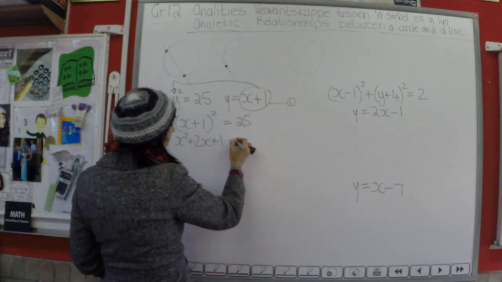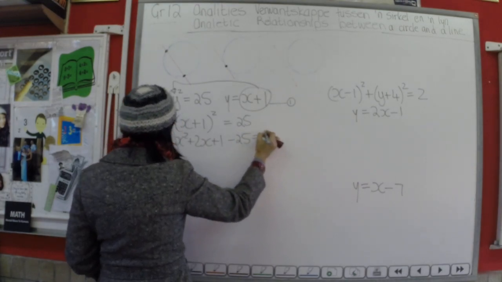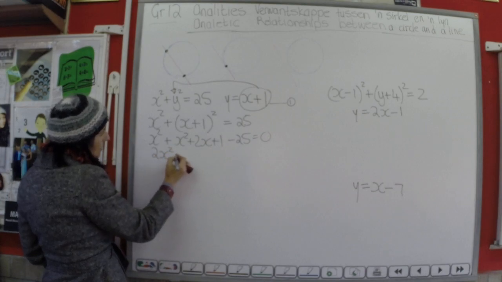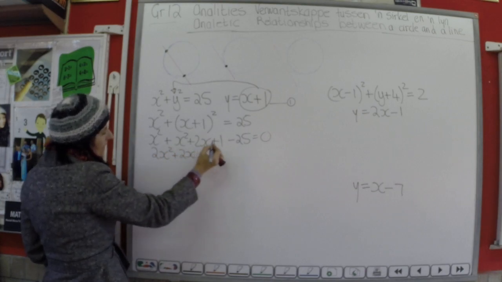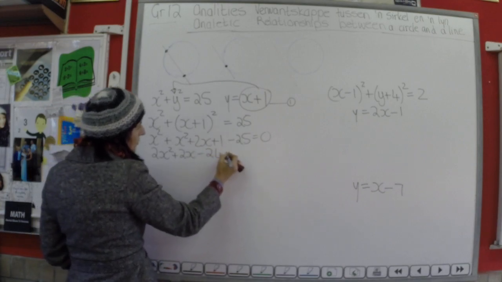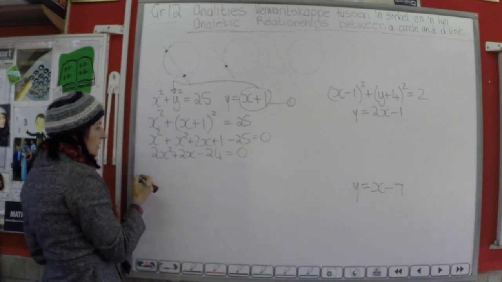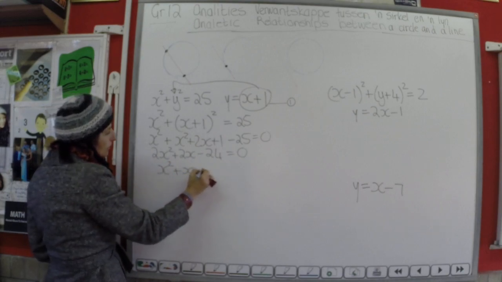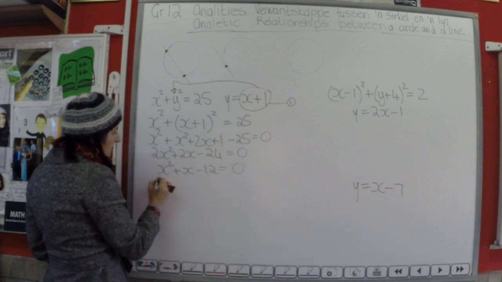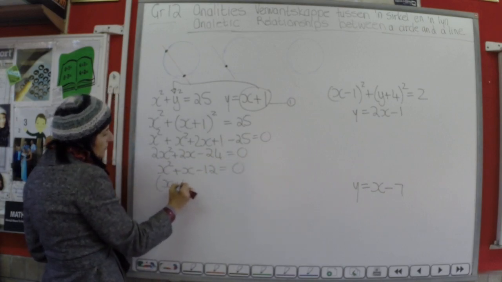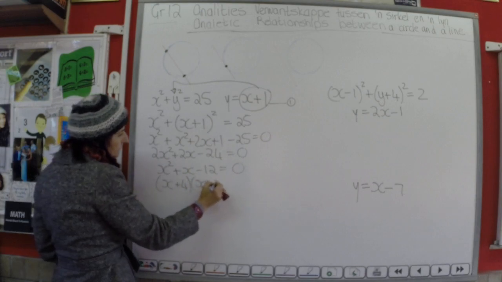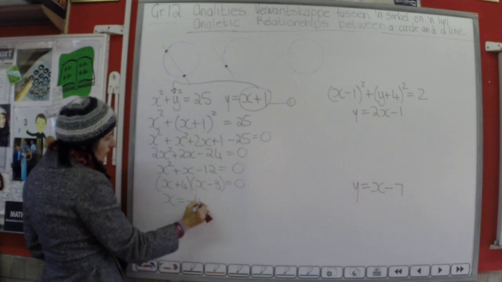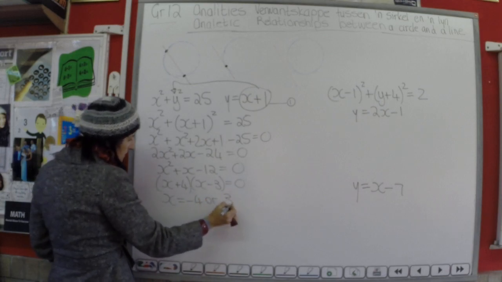en ek kan die 25 oorbring, dan word hy 'n minus, and now I can add like terms, and then I can, because it's equal to 0, divide with 2. Each term I can divide with 2 to simplify. So ek kan elke term met 2 deel, en nou kan ek faktoriseer en sê dis (x plus 4)(x min 3), and that is x equals minus 4 or x equals 3.